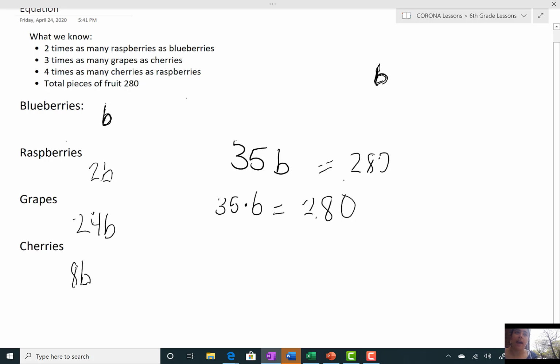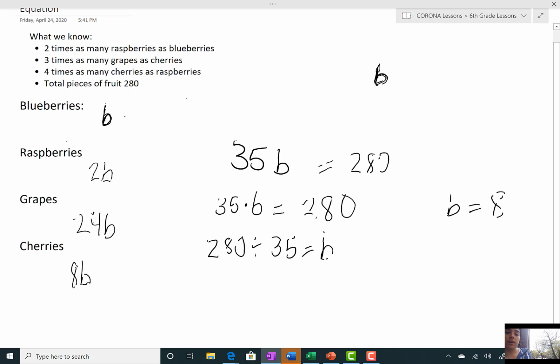So now we can think about it. How can we write the inverse or the opposite equation to solve for B? We could say 280 divided by 35 equals B. So what does B equal? B equals 8.